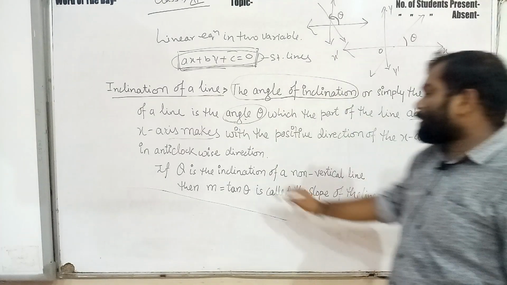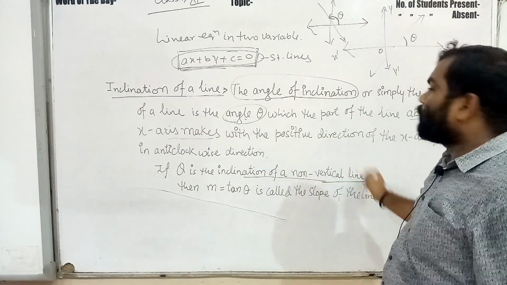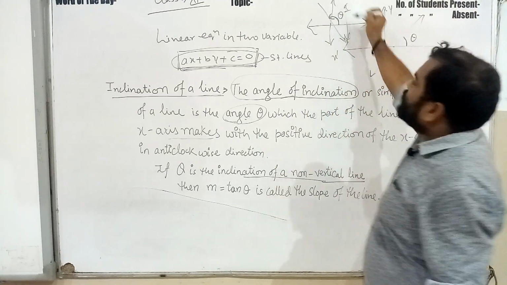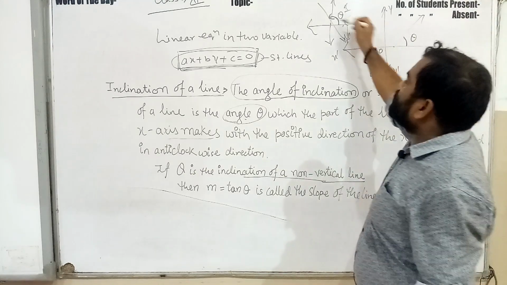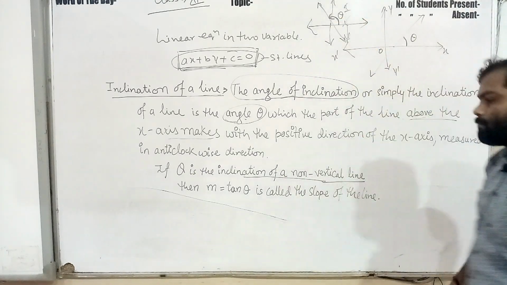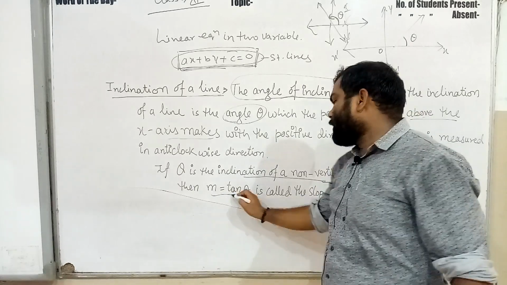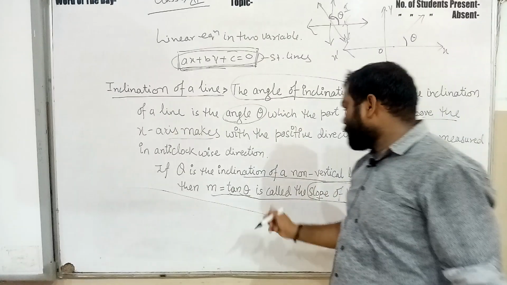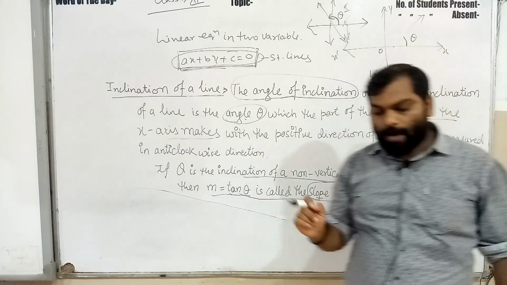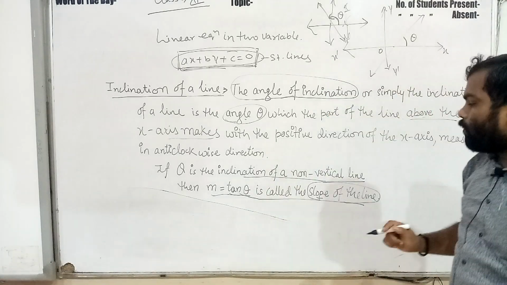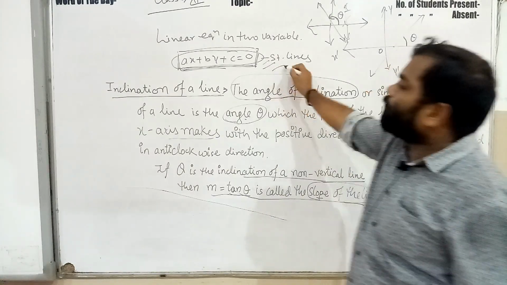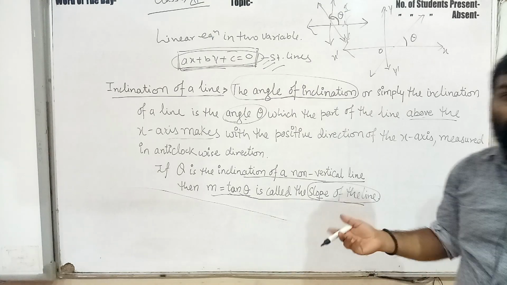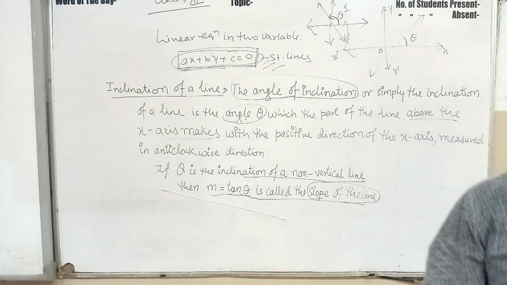So if theta is the inclination of a non-vertical line, where a vertical line is the line perpendicular to the x-axis, and this is the non-vertical line, then m is equal to tan theta. Tan theta is called the slope. This is the new thing we have to learn, the slope of a line. From this we will find the slope of a line and different forms, slope intercept form, coordinate forms, different forms of lines.